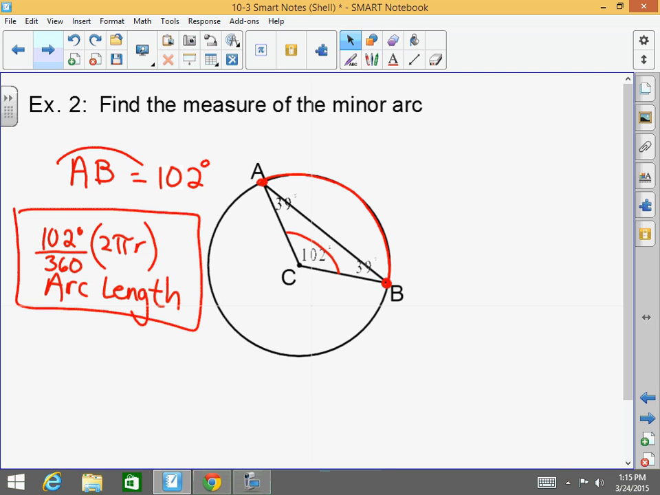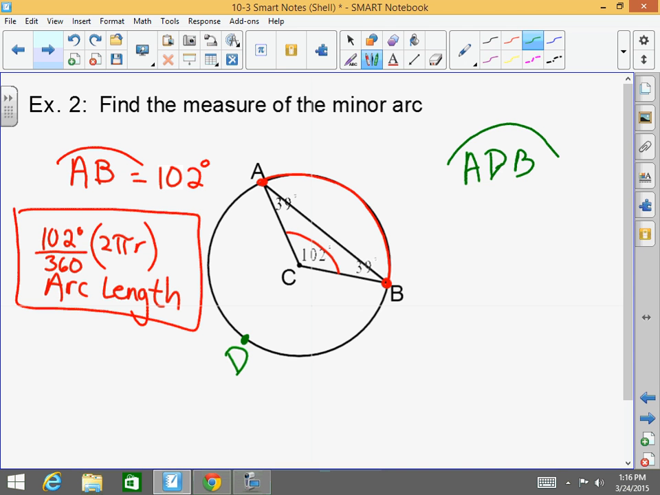Not bad, right? What if I wanted to find the major arc? If I wanted to find the major arc, first of all, I'd have to have another point here, let's say D. And then I would say the major arc measure would be 360 minus 102, which would be 258 degrees. Does that make sense?